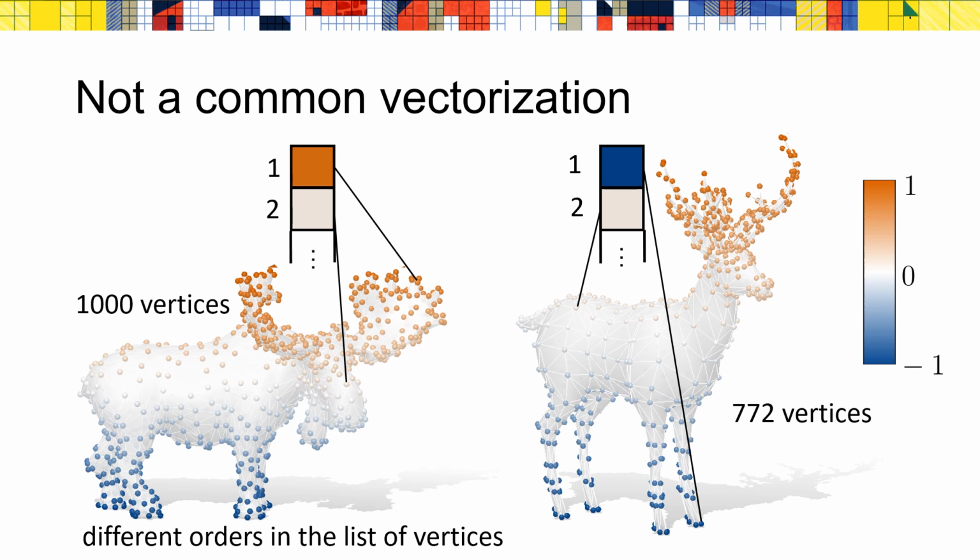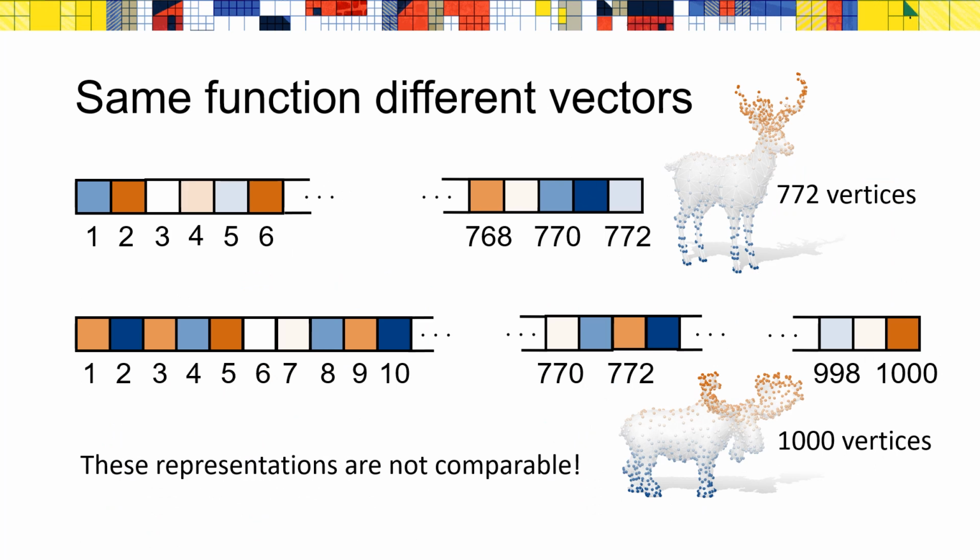The two functions are similar but are defined on two different shapes, and the two shapes are represented by different meshes that have a different number of vertices. In this case, the moose on the left has 1000 vertices, while the tag on the right has 772 vertices. Moreover, the two meshes have a different order in the list of vertices. So the two vectors that represent these two similar functions are completely different. And as you can see, these two vector representations of the functions are not comparable at all.